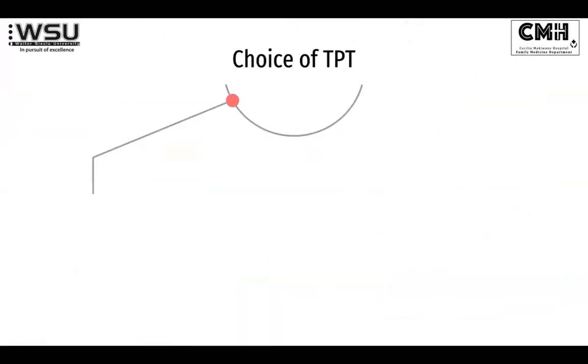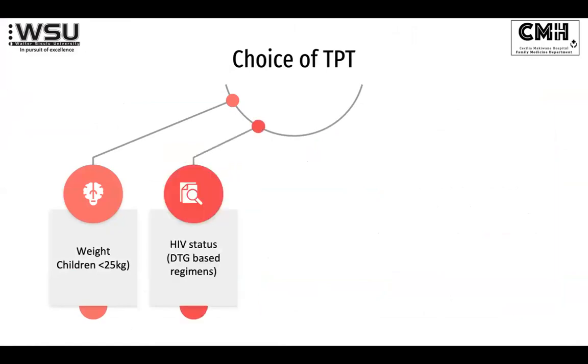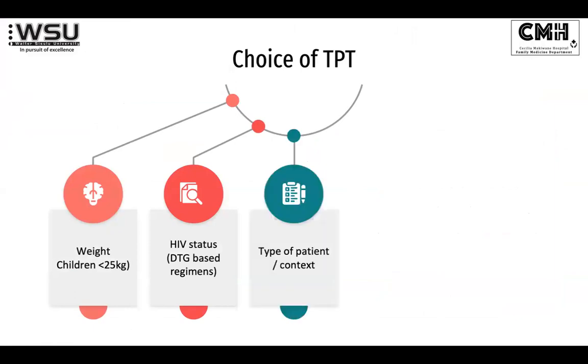So let's just look at now what medicines we're going to use. We have a few options now, and our choices are going to depend on a few things. It's going to depend on the weight, so children under 25 kilograms can only have certain preparations. It's going to depend on the HIV status. They are adding in some of the rifampicin, rifapentine preparations now into some of our possibilities, and that's an issue if somebody is on dolutegravir. So that gets a little bit more complicated.